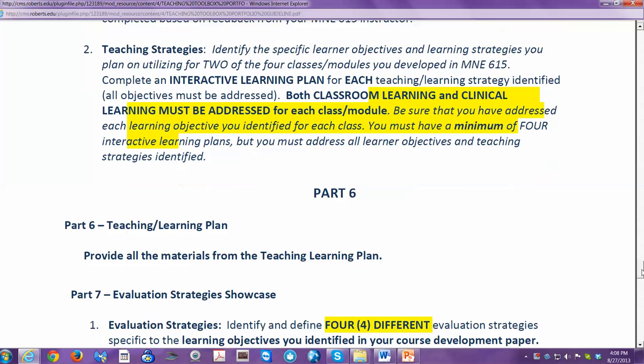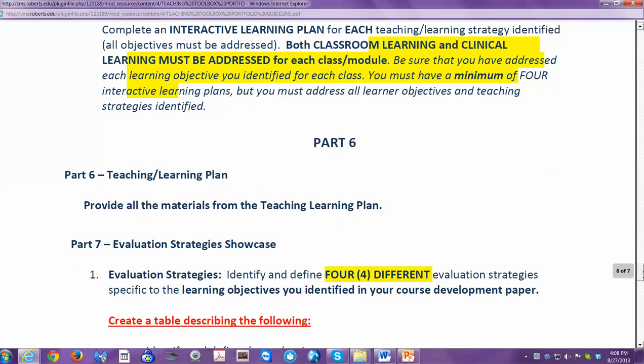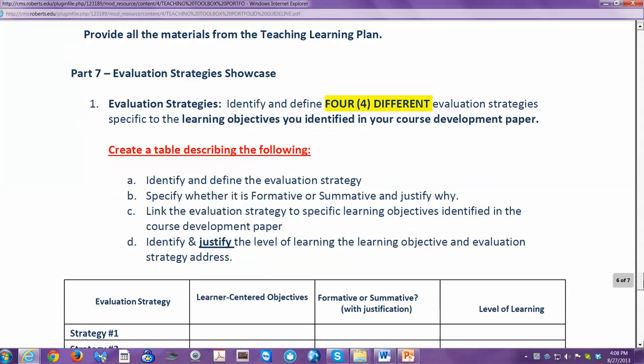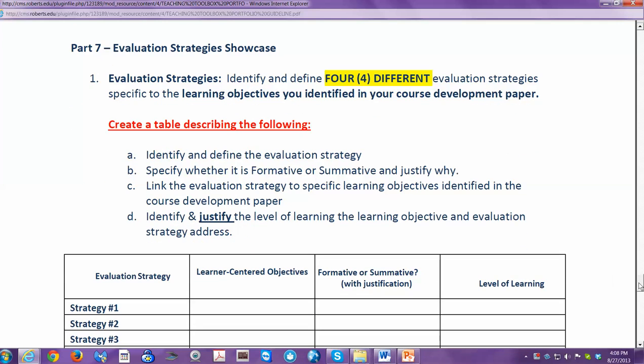Then part 6 would be your teaching learning plan. That's pretty simple. You've completed that. All you have to do is put it in here. And then your last section is the Evaluation Strategies Showcase. This is an area students frequently lose points, so be careful and listen to me and be sure that you follow what I'm saying. You are going to create 4 different strategies. You are relating these evaluation strategies specifically to the learning objectives you identified in your course development paper.